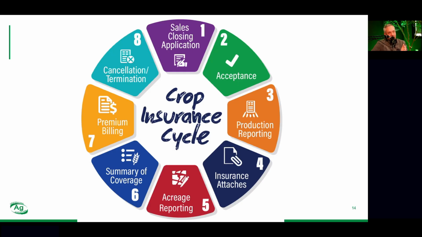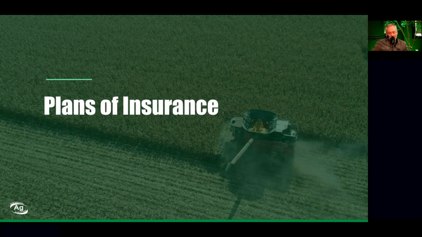After harvest, we get into winter, and then, of course, our sales closing date comes up again the following March, and the cycle starts all over again. So that's the way the crop insurance year works. We're going to get into our first main topic here of plans of insurance.